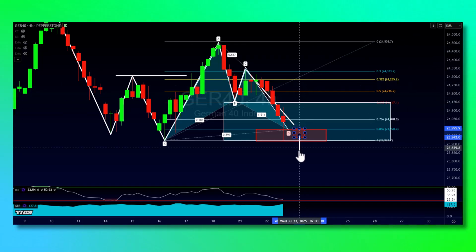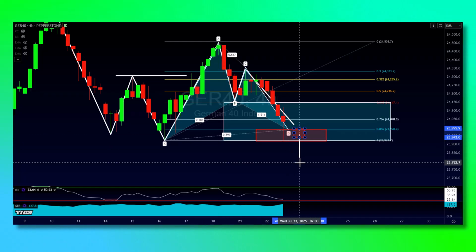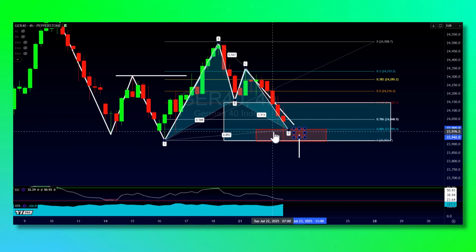But we need to see not just a test of the lows, and we came really, really close, but we need to see a probe of the lows. We need to see price action push past this level first.